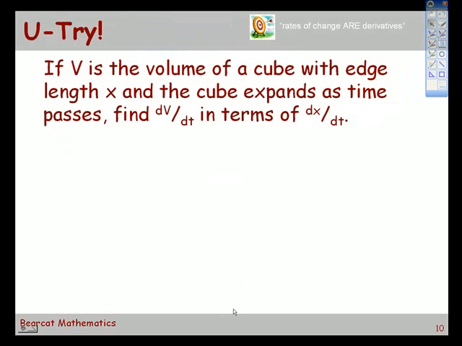In this U-try, this is a little different because you're not given any values. You're just given V is the volume of a cube with edge length x, and the cube is expanding as time passes. You're just supposed to find dV/dt in terms of dx/dt. So we don't have any values to substitute, so it's basically the setup of the problem and then stop. Go ahead and pause the video right now and then try this problem. And when you're ready to check your answer with mine, press play again.